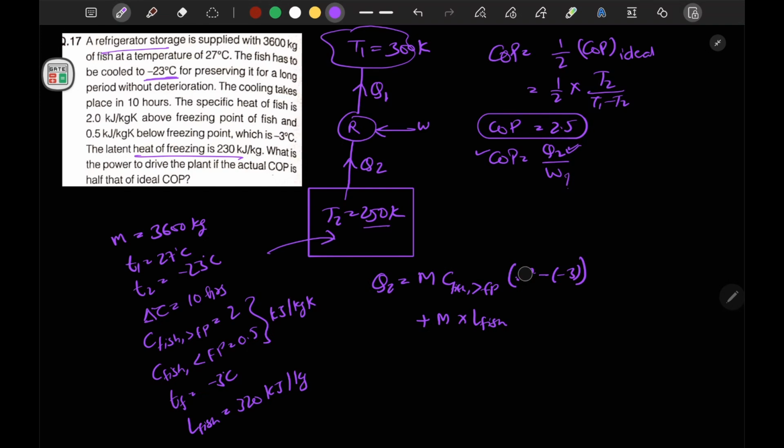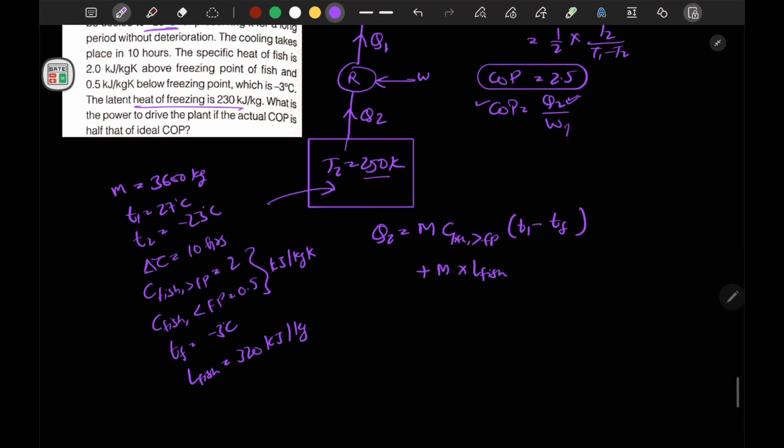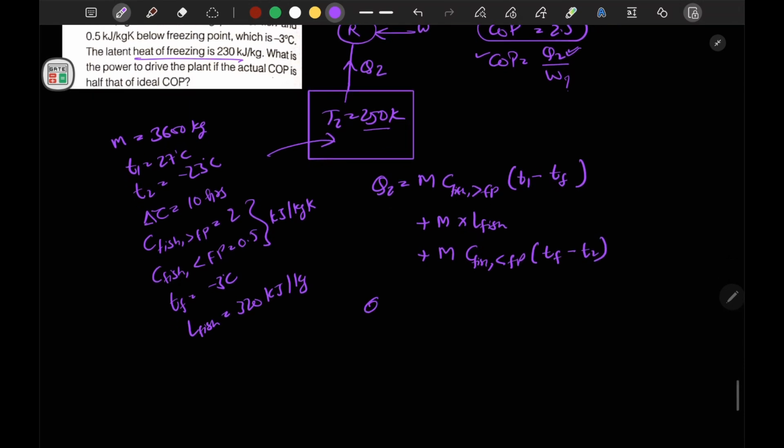We can write it as T1 minus TF, plus M times C of fish for less than freezing point, since it has already frozen, and the value is TF minus T2. So if we want to calculate this value, Q2 is equal to mass of fish, given as 3600, into C of fish above freezing point, which is 2, into T1 minus TF.